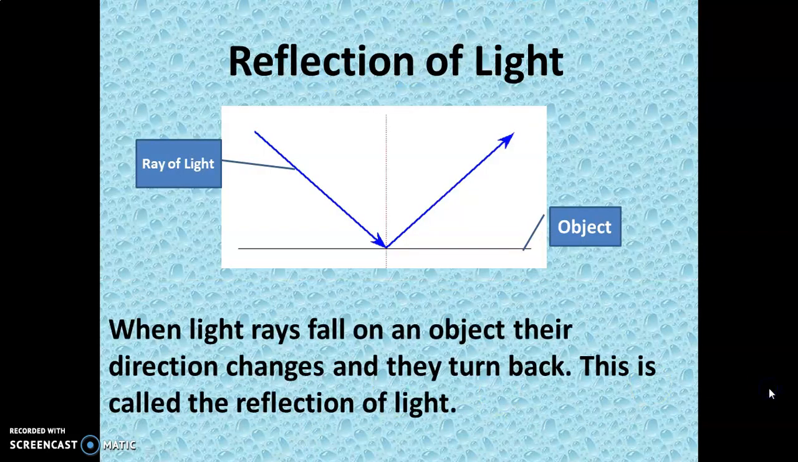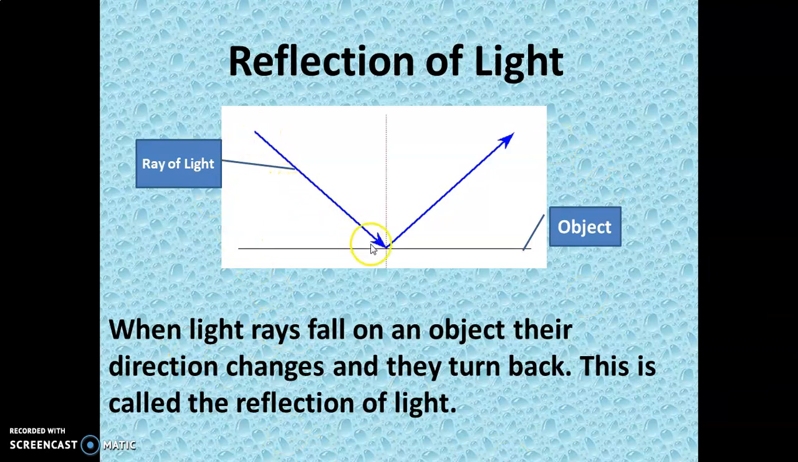So let's begin. Let's first see what is a reflection of light. Now, when a light ray falls on an object, its direction changes and it turns back. This is called a reflection of light. Now let's see what it is.